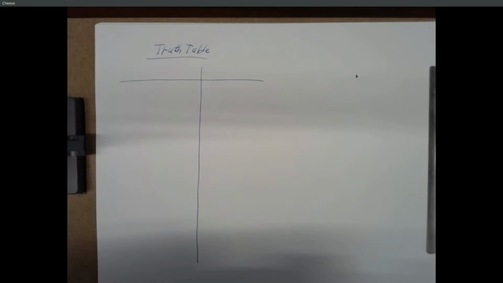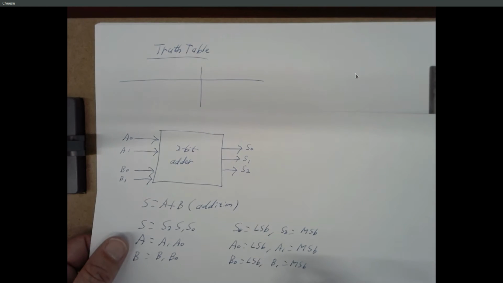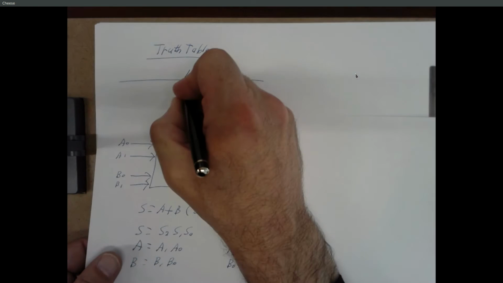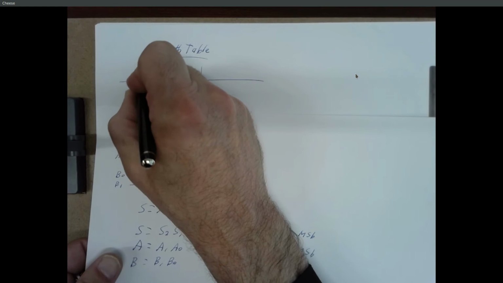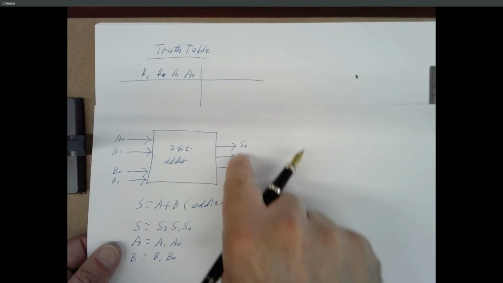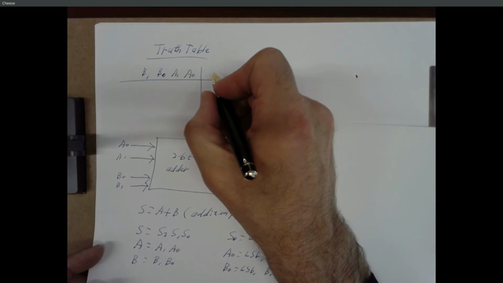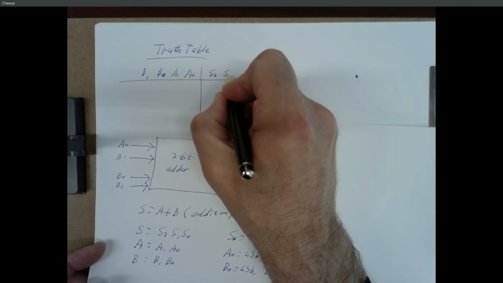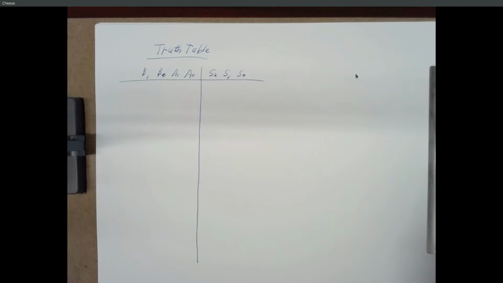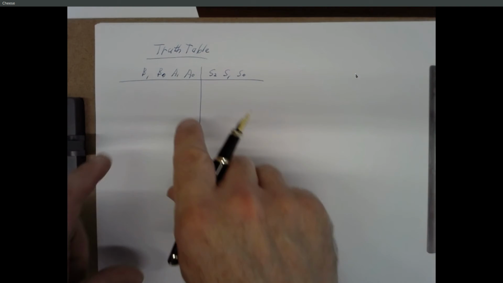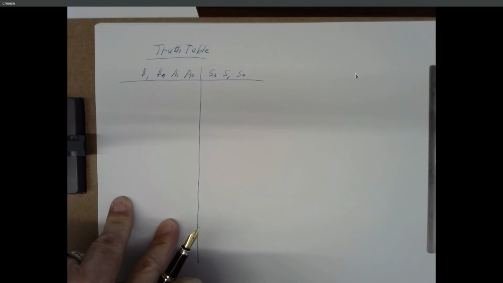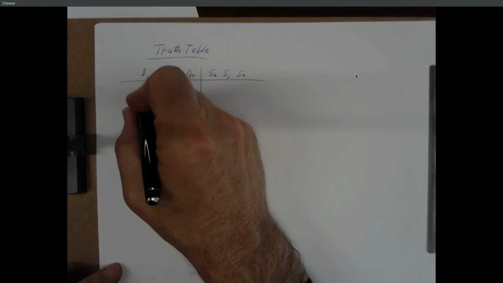So what are the inputs to your truth table? They're the inputs to your circuit. So I'm going to write these down: A0, A1, B0, B1. And what are the outputs? They're the outputs from the circuit. So S2, S1, S0. This is a pretty big truth table. It's got 4 inputs. How many rows do we have? 16.